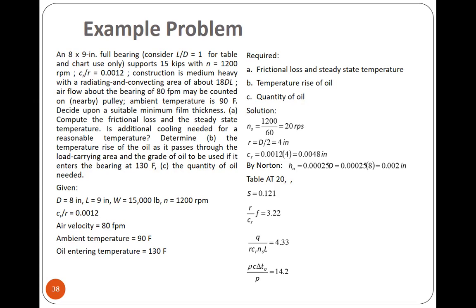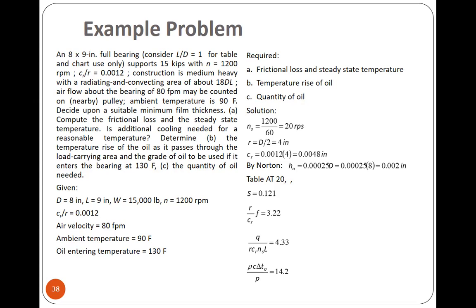Ayan, by Norton. So given D, 8 inches, L, 9 inches, W, 15,000 pounds, N 1,200 RPM, Cr over r is 0.0012. The air velocity is 80 feet per minute. Ambient temperature is 90 Fahrenheit. Oil entering temperature is 130 Fahrenheit. Required A, the frictional loss and steady state temperature. B, temperature rise of oil. C, quantity of oil. Solution.